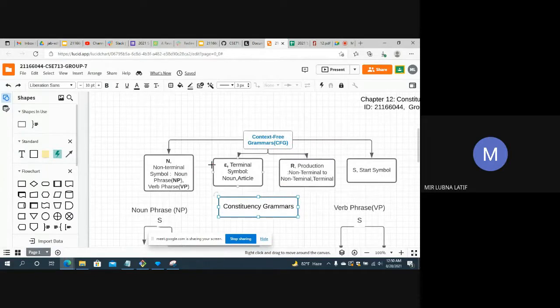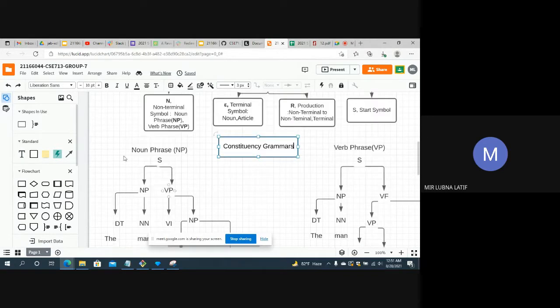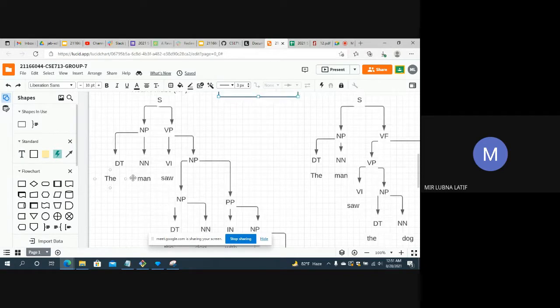Here, as I have mentioned previously, context-free grammar has four tuples. The non-terminal, with symbol N, can be either a noun phrase or a verb phrase. The terminal can be either a noun or an article, or epsilon. Another is production, with symbol R, and it can be either non-terminal to non-terminal or non-terminal to terminal, and the start symbol can be represented as S. And here is the constituency grammar. Here you can see a sentence can be described from left to right.